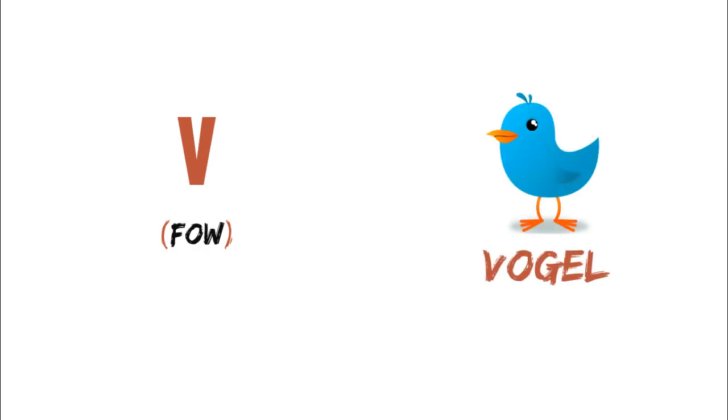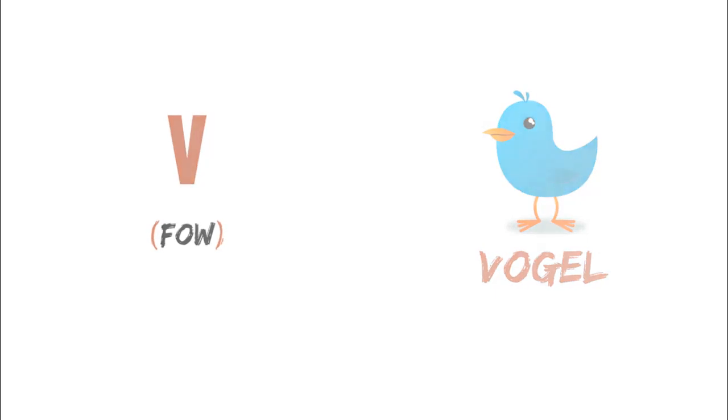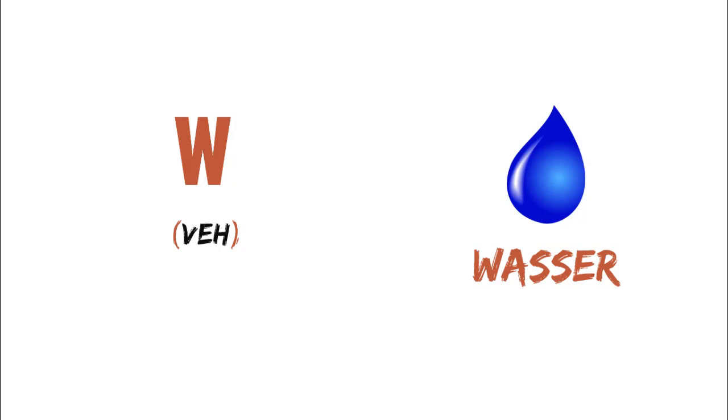Our next letter is V. This letter is pronounced like the F in English, and the German word for V is Vogel, which means bird. The next letter is W, which is pronounced like the V in English, and the German word for W is Wasser, which means water.